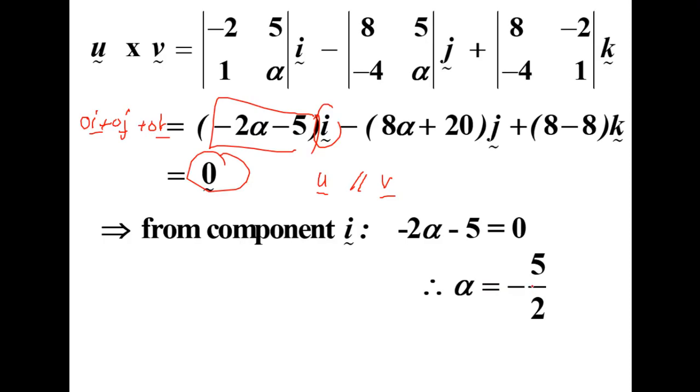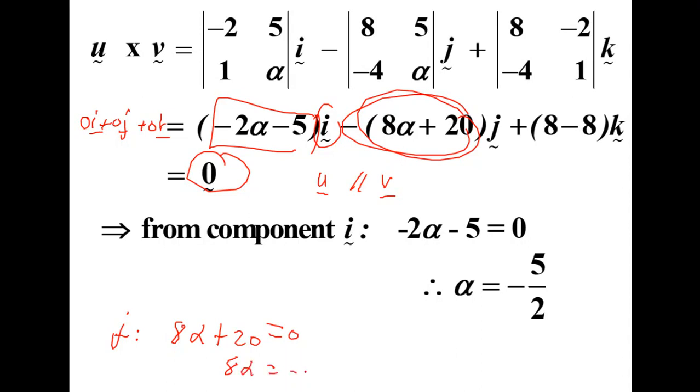Okay, just for checking, if you want to check, do the same thing for component J. But one is okay. But if you have time and want to check alpha, do the same thing: 8 alpha is equal to negative 20. Therefore, alpha is equal to negative 5 over 2. Done.